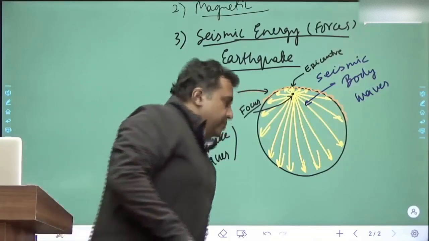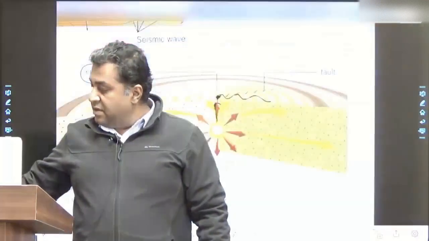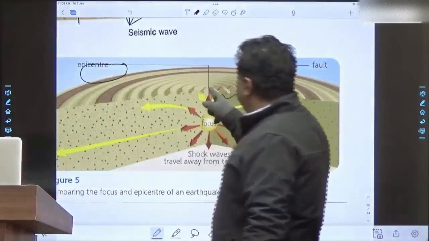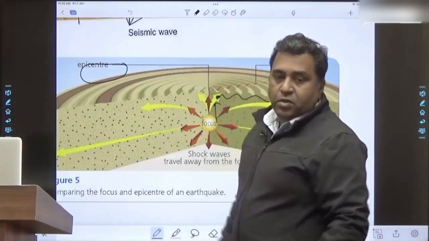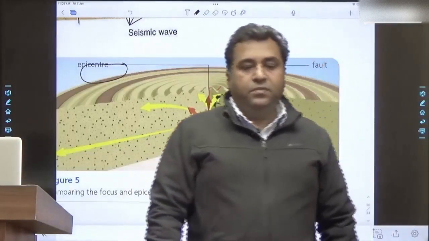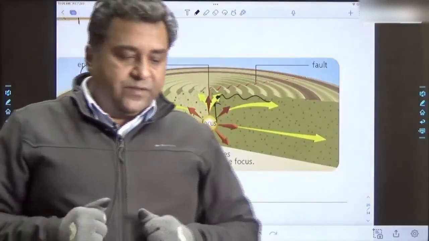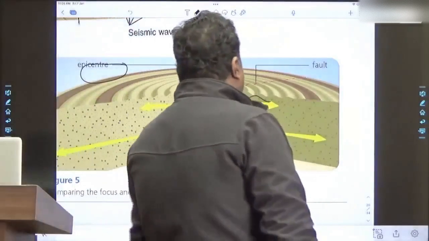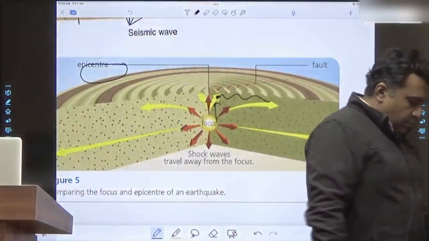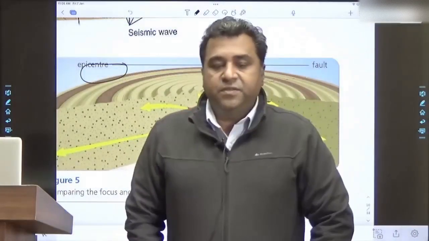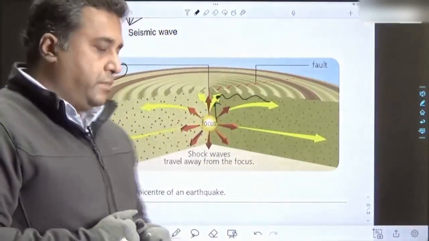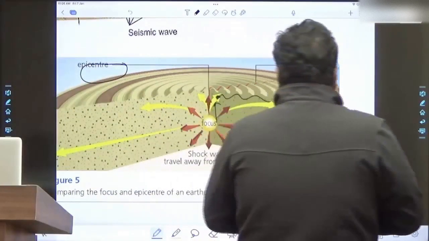And from the epicenter, surface seismic waves are generated on the surface of the earth, which cause the shaking of the earth's surface, known as earthquakes.